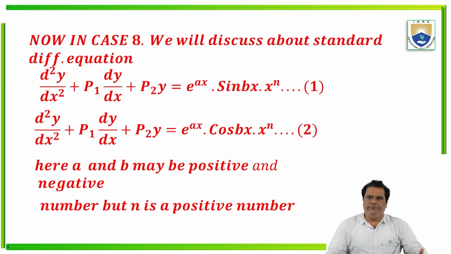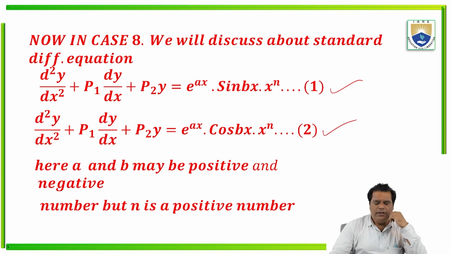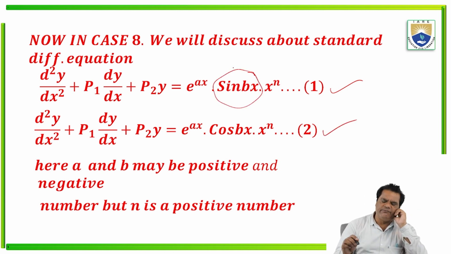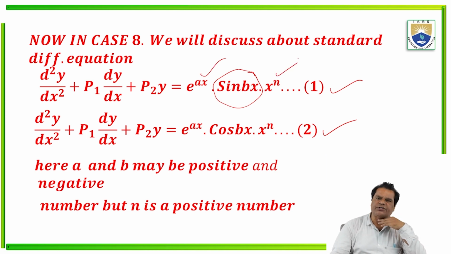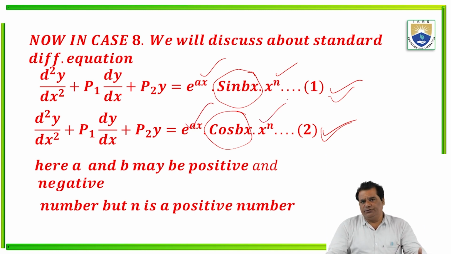Now in case 8, we will discuss the standard differential equation. This is the given differential equation 1 and the second differential equation is this, 2. In the first differential equation the trigonometrical function is sin bx. The first and last functions are the same. In the second, general differential equation, there is cos bx. Other functions are the same. So in the general differential equation, there may be sin bx or cos bx. Only two trigonometric functions are involved.